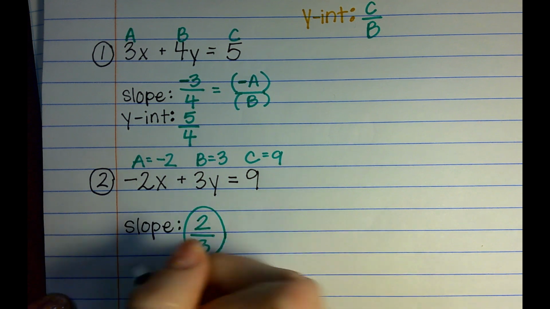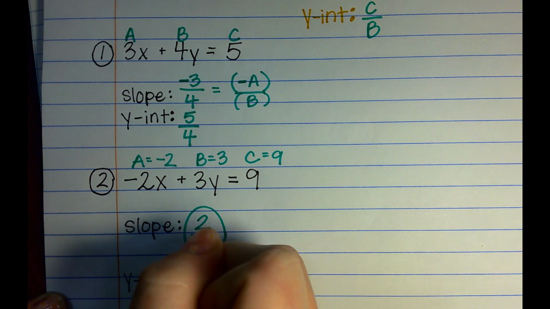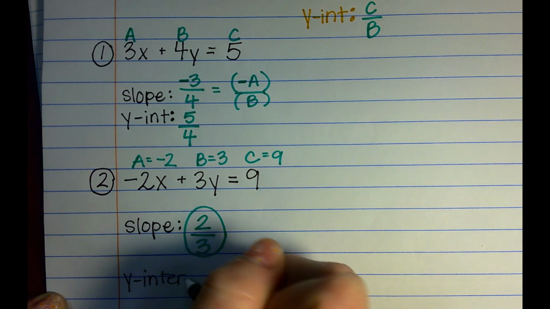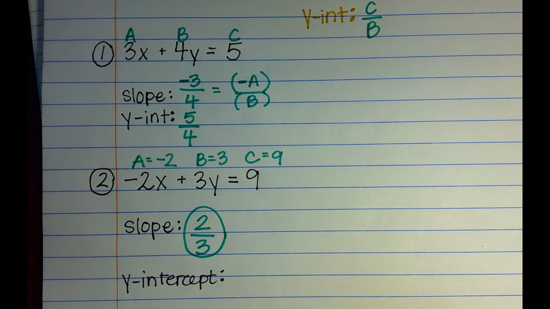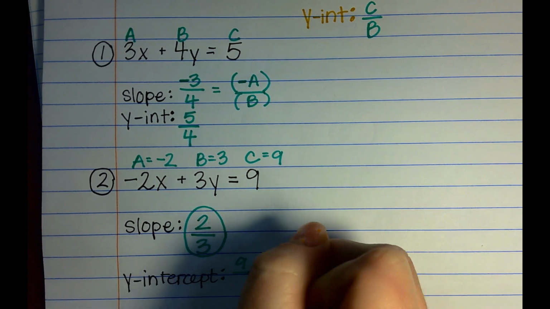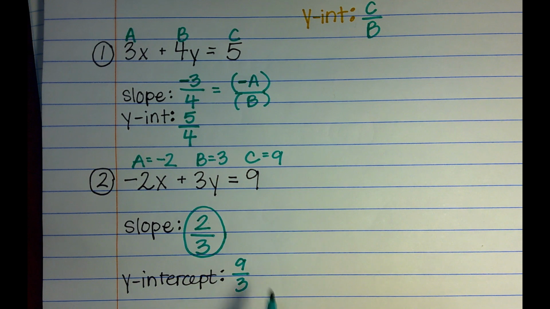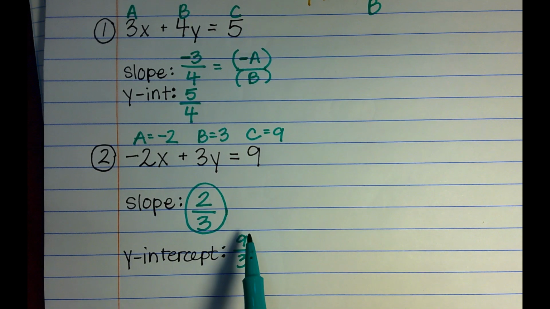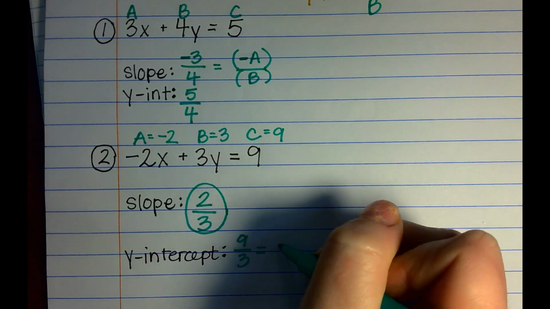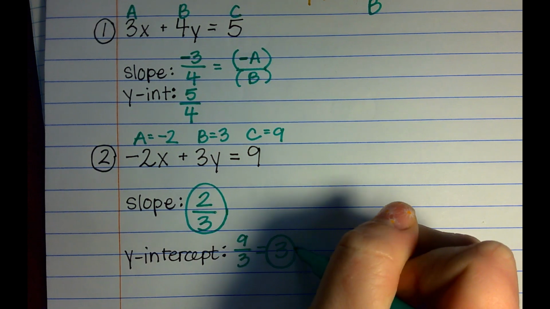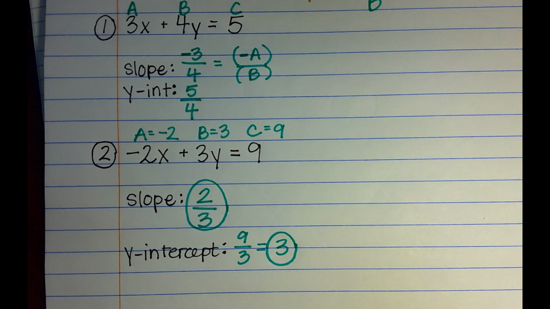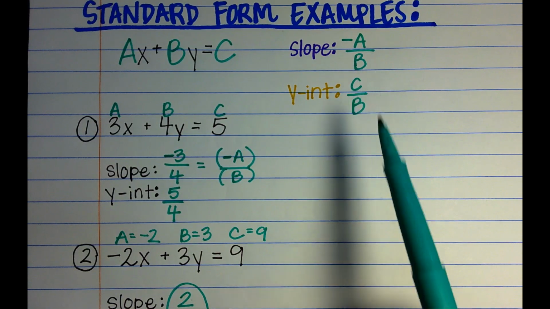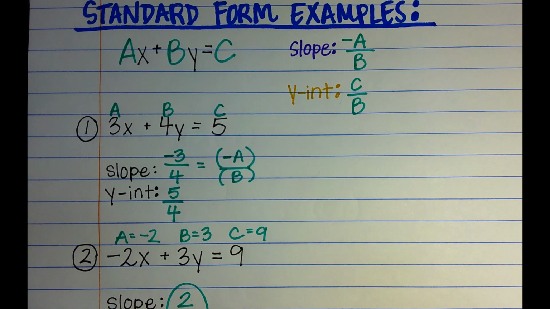Now, what would our y-intercept be? 9/3, which will make it 3. Yes, because 9 divided by 3 is 3. So our y-intercept is 3. So it's going to be negative A over B and then C over B? Yes.